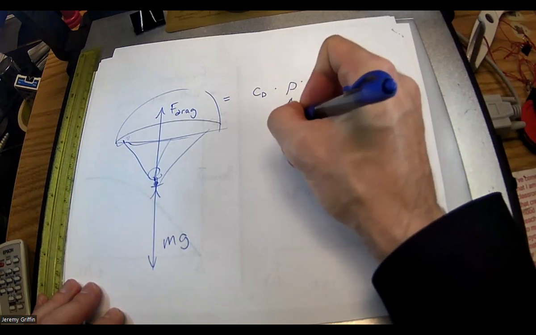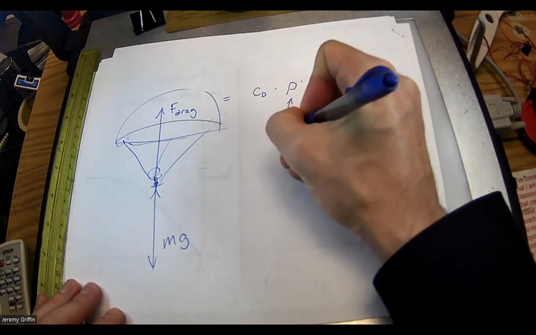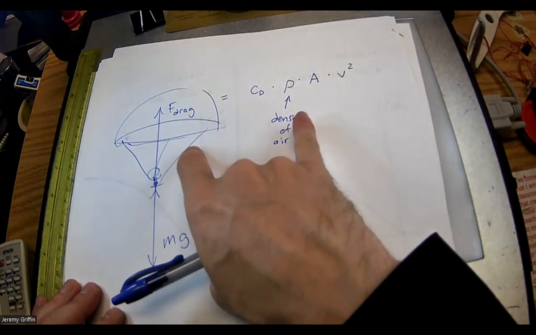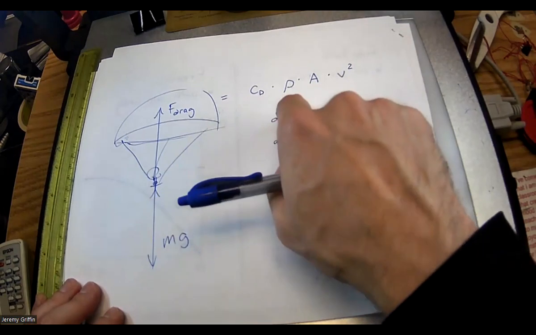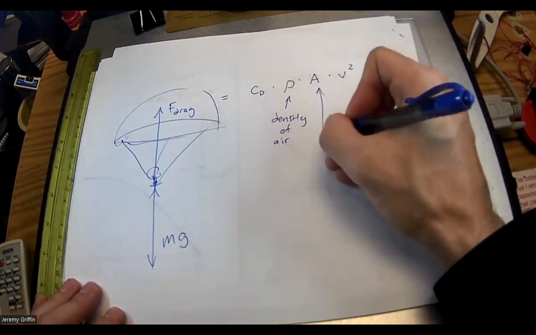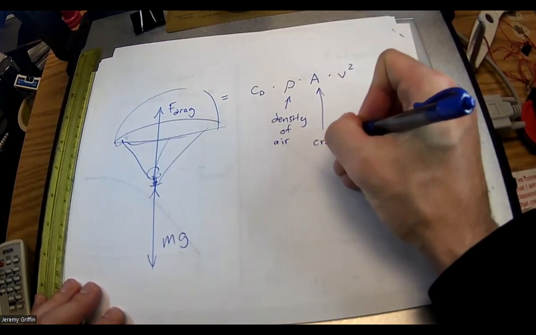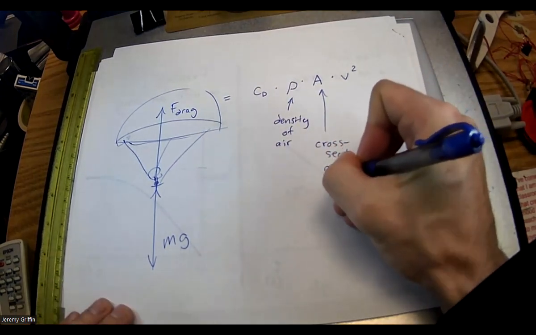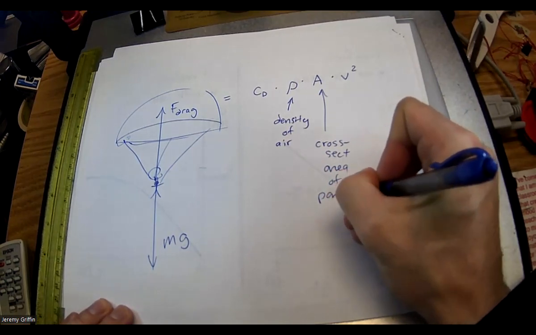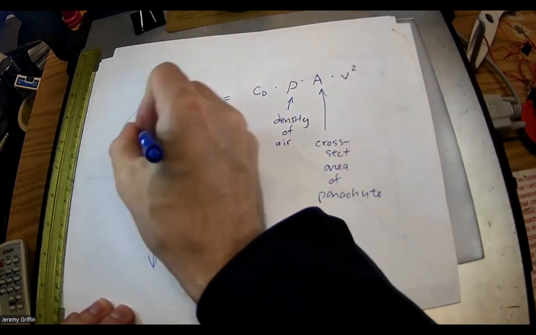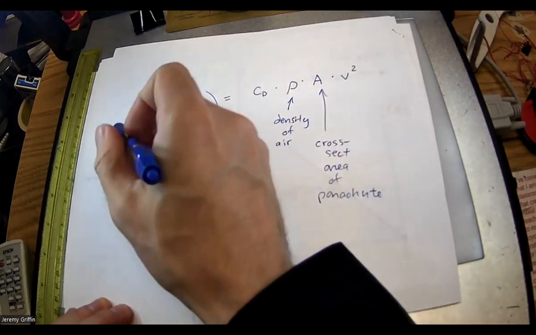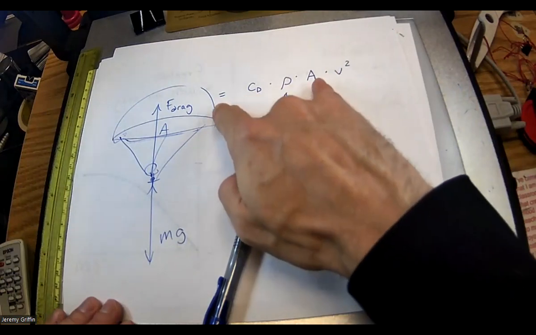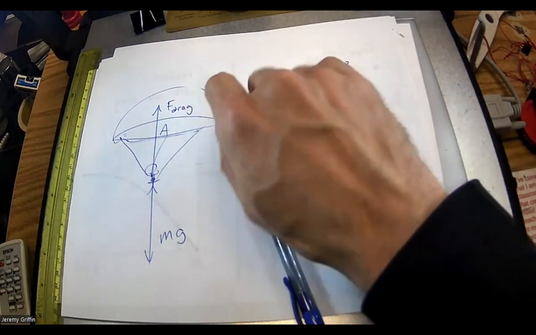So we got the density of air. Could you guys imagine if this guy was being dragged through the water? It would be like 1,000 times the drag force. Yeah, because water has 1,000 times the density of the air. How about this cross-sectional area? Cross-sectional area of the parachute, like this area right here, A, right? You guys think if this guy had like twice the size of the parachute, have double the air drag, right?